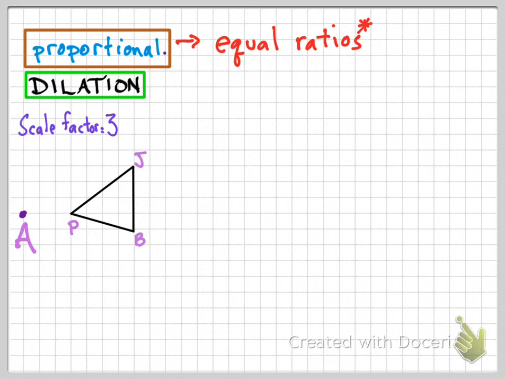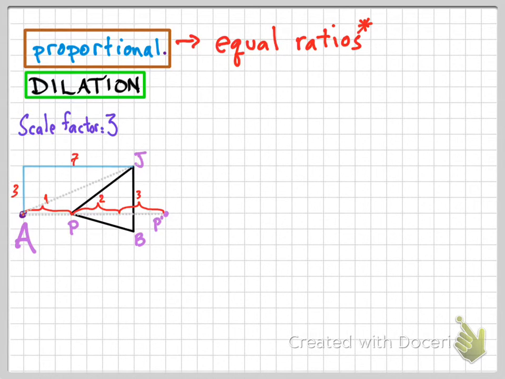I'm going to use a scale factor of 3 by drawing a line from A through P to my new point. And that line that I'm drawing is 3 times as long as the distance from A to P. So if I call that distance from A to P like unit 1, or just a single unit there, I triple that distance to get my new point P prime. Now I'm going to do that for the other 2 points too.